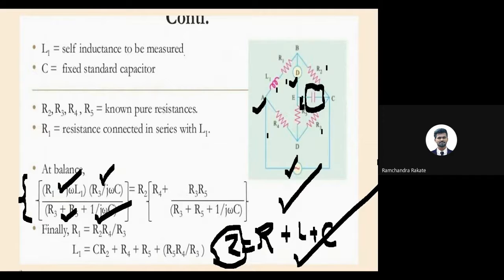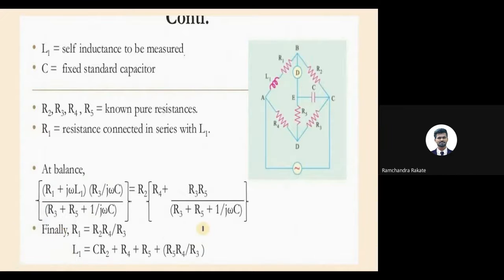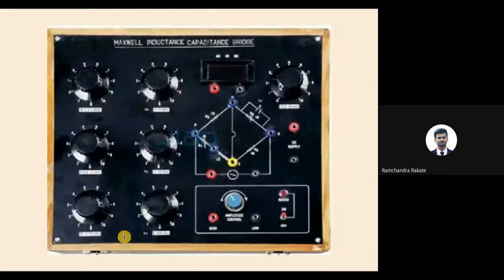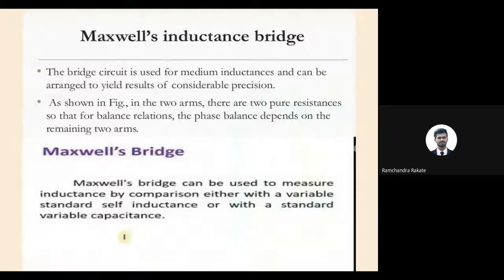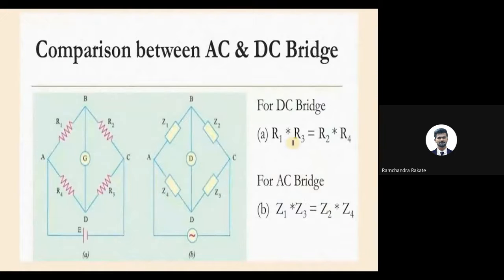Now it is not actually necessary to go through it in detail. You just keep this in mind. The value of resistance is again the same: R1 into R3 is equal to R2 into R4. I'm again telling you all the equations remain the same, only the modification part is taking place.